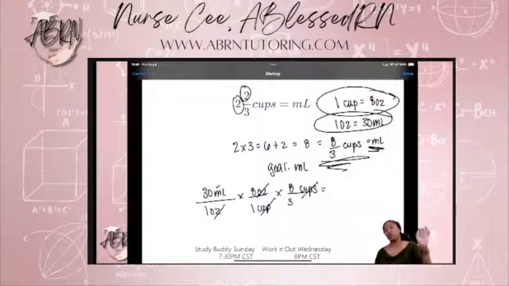Everything is now gone except for milliliters, okay? So what you're going to do is multiply all your numbers across the top, all of your numbers across the bottom, then divide the top by the bottom. This is the part where we actually do math, okay? So we'll do 30 times 8 times 8 divided by 3. And I got 640 milliliters. Easy enough?